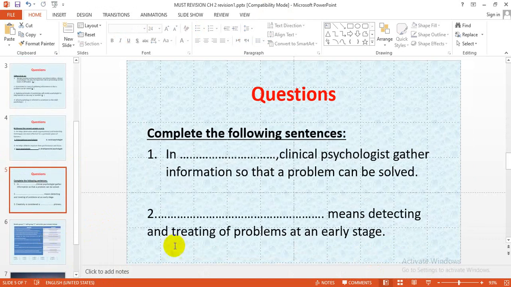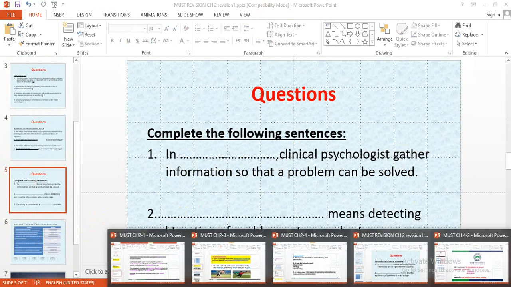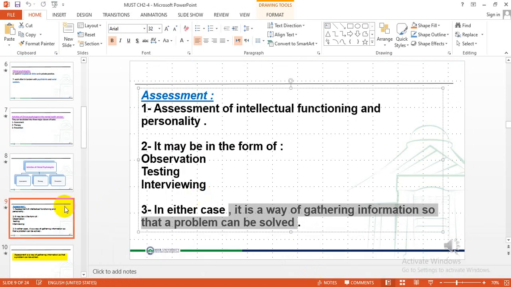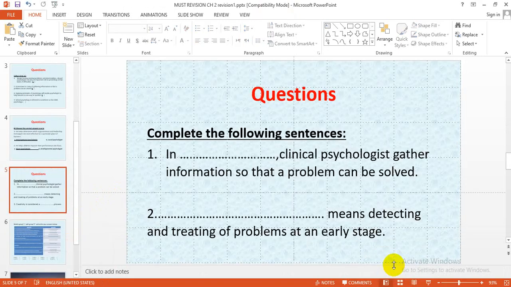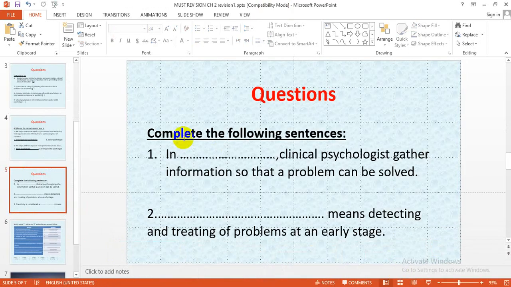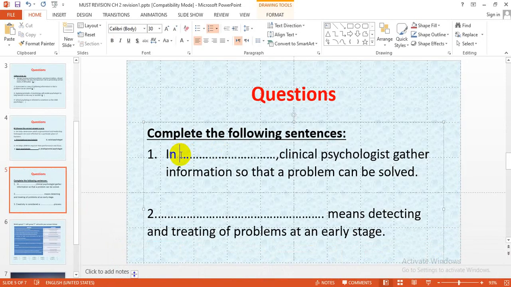Complete the following sentence: clinical psychologists gather information so that the problem can be solved. I think now you are able to come up with the correct word. Again, the question: gather information. So the correct answer is assessment. This is the definition of assessment, a way of gathering information so that the problem can be solved. The answer will be assessment.